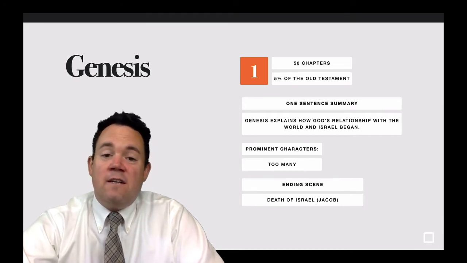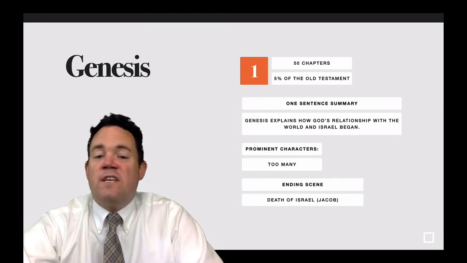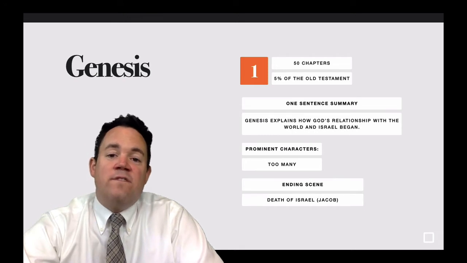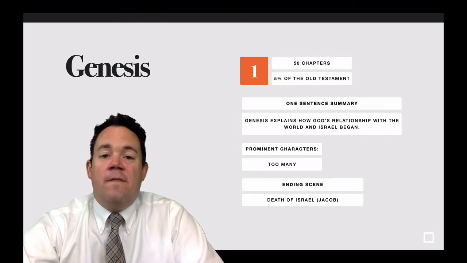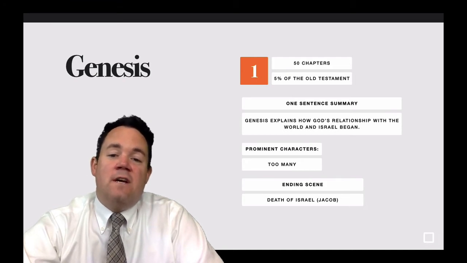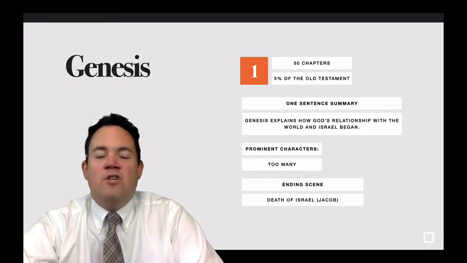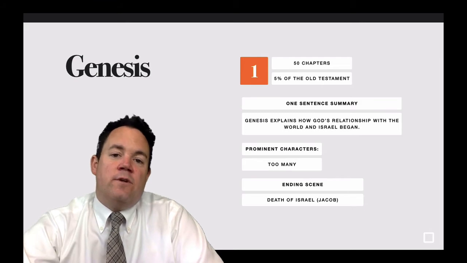The ending scene of Genesis is Israel giving blessings to his 12 sons and also 2 of his grandsons, Ephraim and Manasseh. Israel, Jacob, had his name changed to Israel. Israel dies there, living in the land of Egypt.